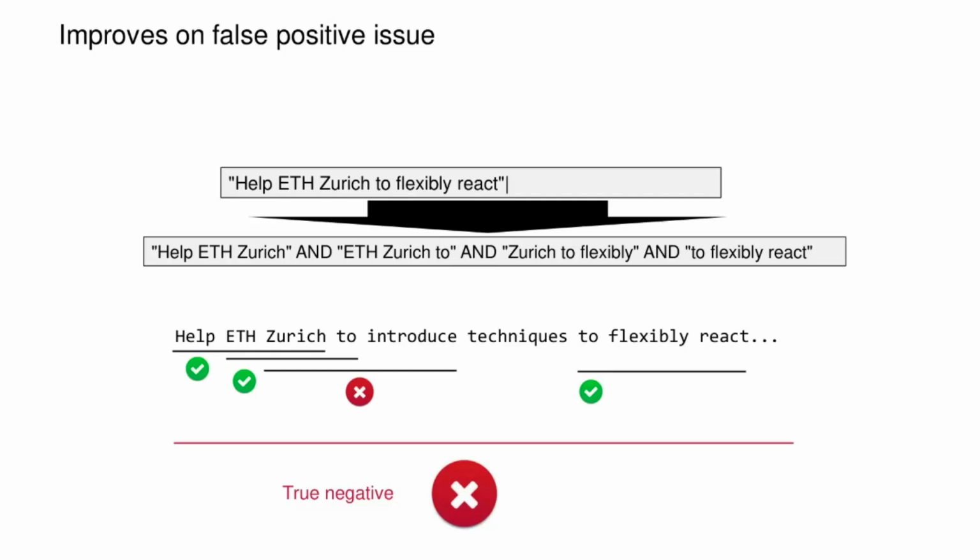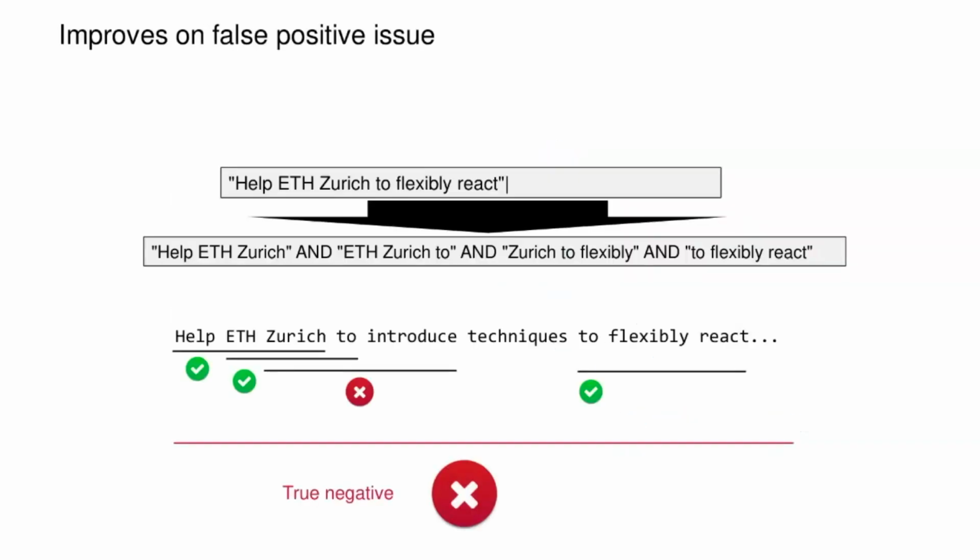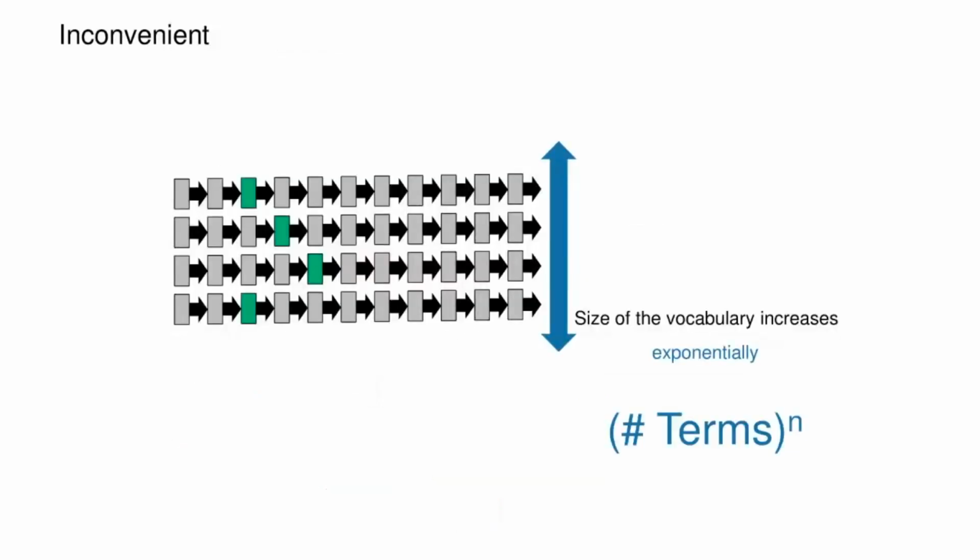Did we get rid of all of them? No, we are just having fewer of them. But as the window gets bigger and bigger, you diminish the number of false positives. Okay, so that sounds like a solution.